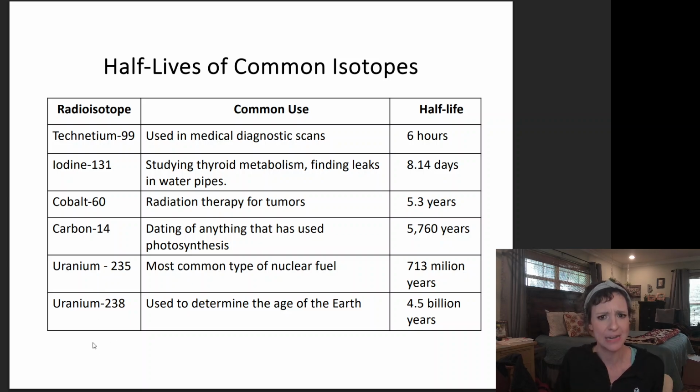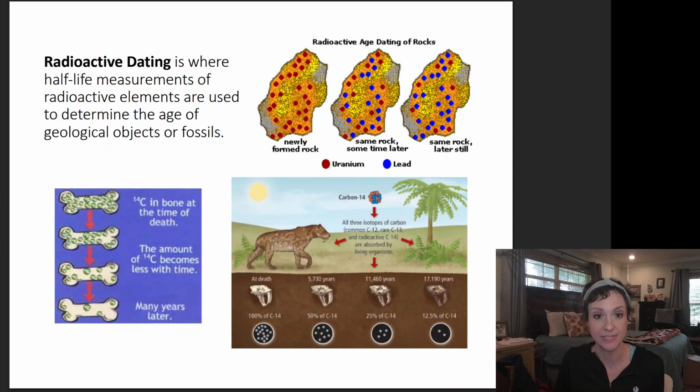And then we got some uranium here, okay? Uranium-235 is the most common type for nuclear fuel, which we'll be talking about here in a second, with a half-life of 713 million years. And uranium-238 is used to determine the ages of the Earth, okay, with a half-life of 4.5 billion years. So there is a large variation in half-life, but it all depends on what your isotope is, okay?